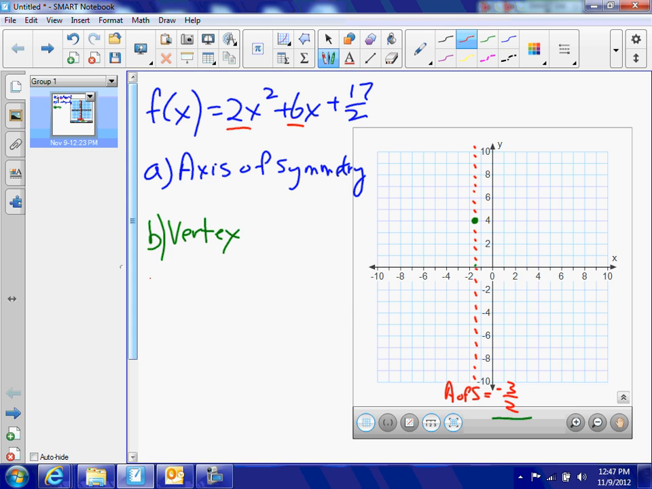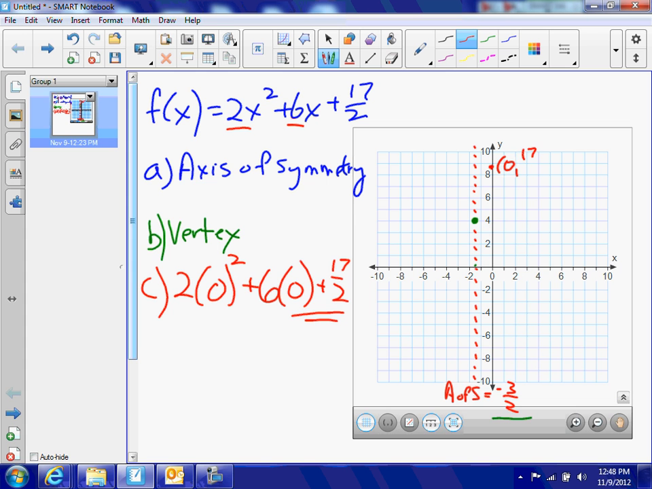So on C, the first point I'm going to use is x equals 0. So 2 times 0 squared plus 6 times 0 plus 17 halves tells me that at 0, I have a point of 17 halves. 17 halves is a little bit more than, well, 8.5. So 17 halves would be right there. So that is the point 0, 17 halves.